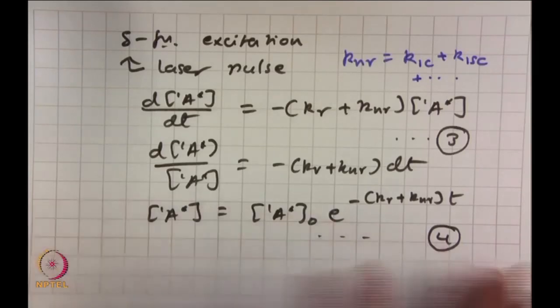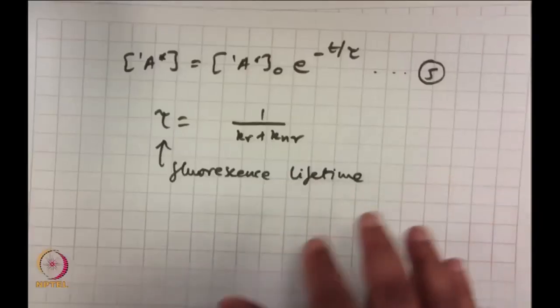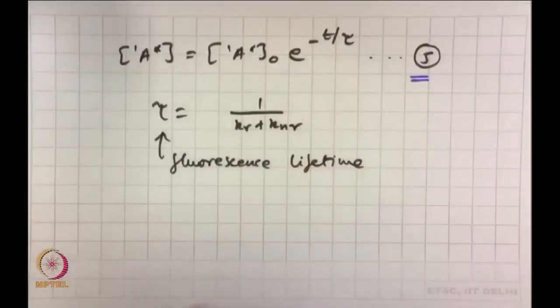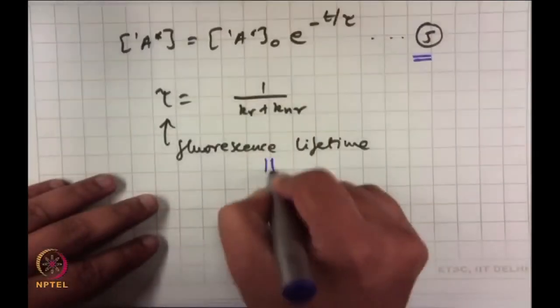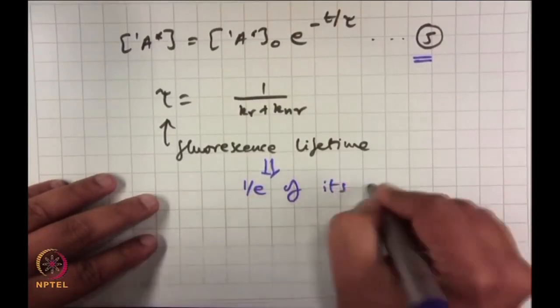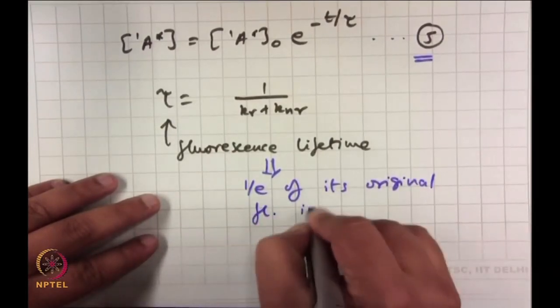Now we went on with this derivation, and finally we came to an expression like this, number 5, where the decay would be happening according to this exponential relation, and tau is given by 1 by kr plus knr. So this is your fluorescence lifetime, and this essentially tells you the time it takes to go to 1 by e of its original fluorescence intensity.